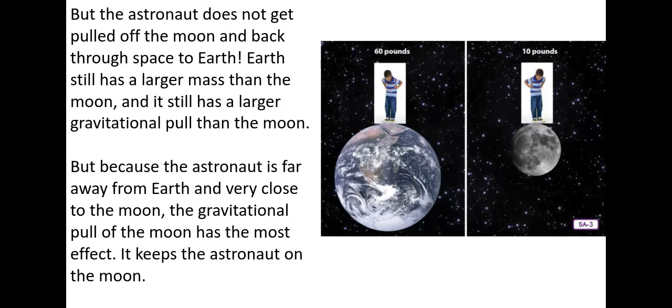But the astronaut does not get pulled off the moon and back through space to Earth. Earth still has a larger mass than the moon, and it still has a larger gravitational pull than the moon. But because the astronaut is far away from Earth and very close to the moon, the gravitational pull of the moon has the most effect. It keeps the astronaut on the moon.